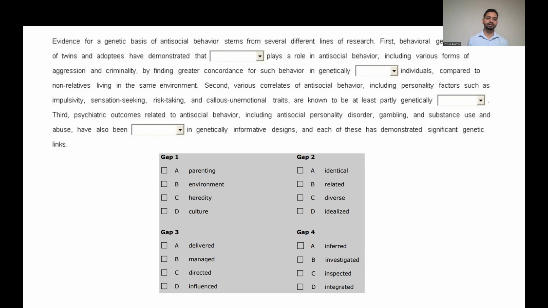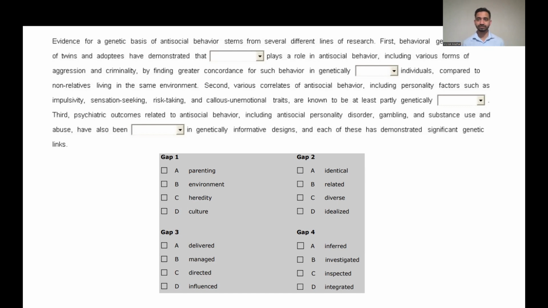So the first one we've got here is parenting, environment, heredity, and culture. When it talks of genetics, you need to know that parenting comes after genetics. Parenting is an external force, not a genetic force. Environment is also external. Genetic is internal, right? So it's the genetic code of ourselves. And heredity and culture. Culture is external as well. Heredity is the only one that is internal. Heredity is a synonym of genetic. So we have to go with this. We have to go with genetics.